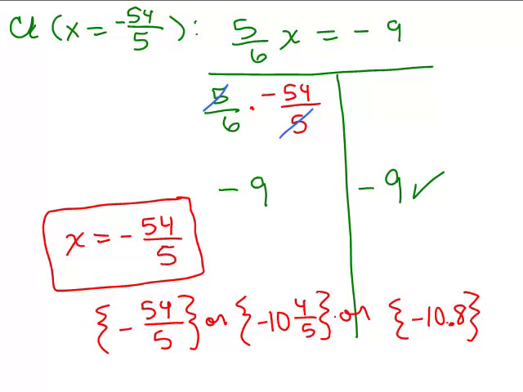We don't want to leave an answer as like, 6/9 or something like that, because that could be reduced.